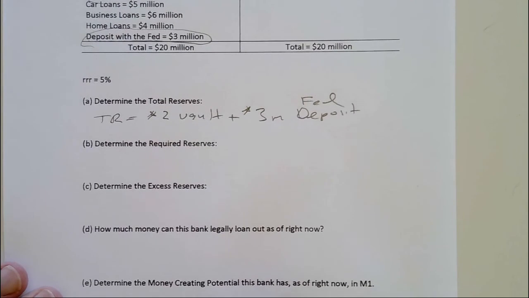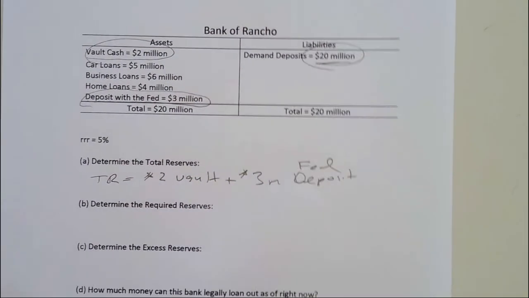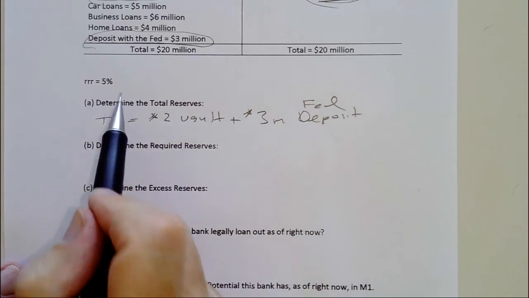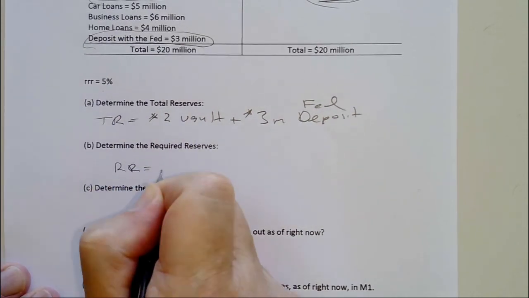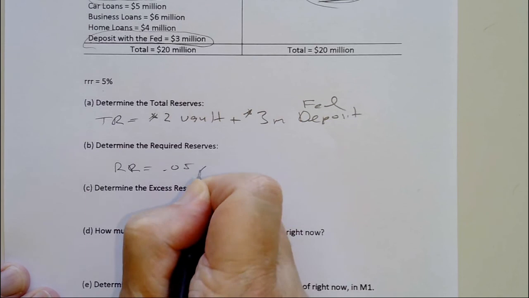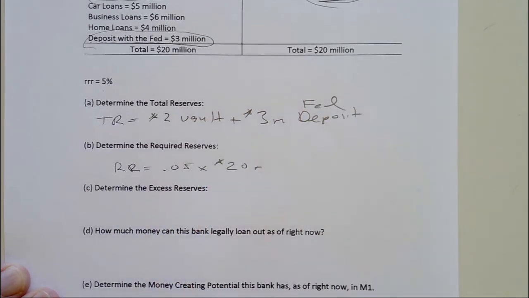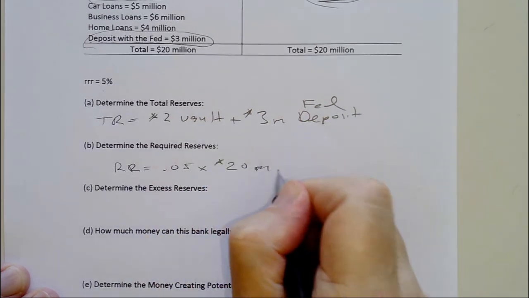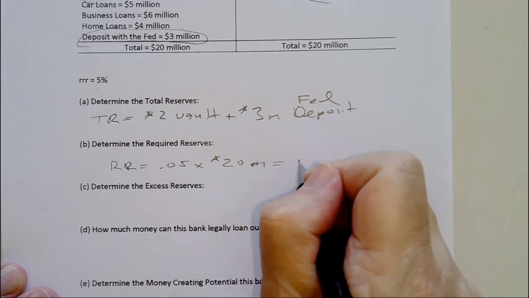What's the required reserves? Go to liabilities. We use the liabilities here, the demand deposits. So you take the required reserve ratio, was given at 5%. And so your required reserves would be 5%, 0.05, times your deposits of 20 million. If it was 10%, that'd be 2 million, right? So 5% is half of 10, that'd be 1 million.